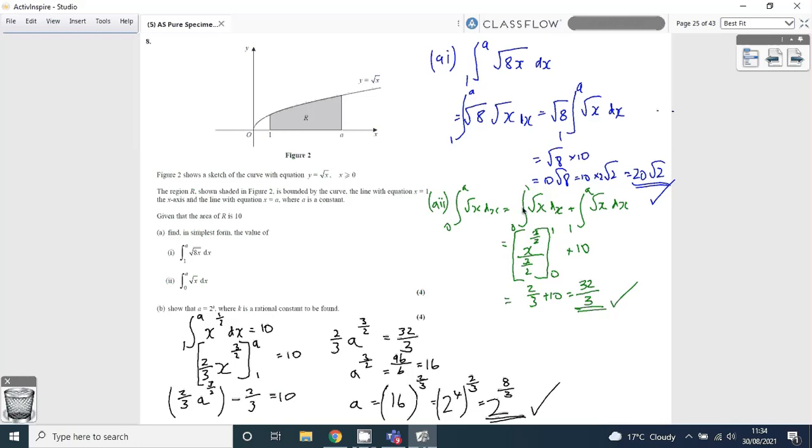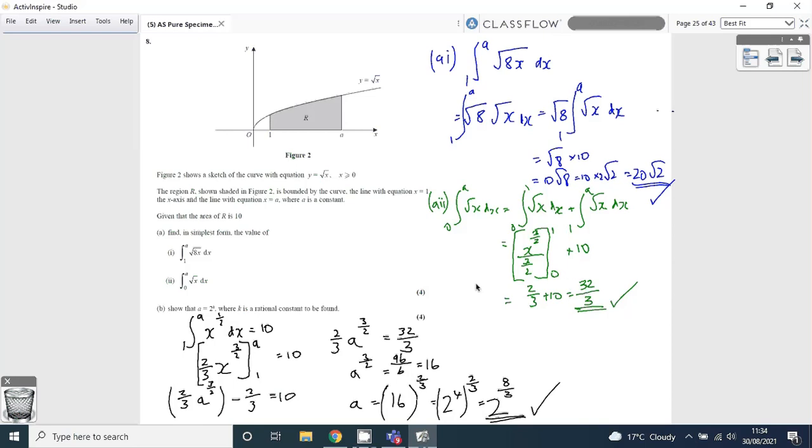So we need to integrate between 0 and 1. So to integrate root x, which is x to the half, add 1 to the power, which is 3 over 2, divide by the new power. Now when we go and substitute in 1, which gives you 2/3, substitute in 0, which gives you nothing. So the area there is going to be 2/3. Add that to the other area of 10, gives us 32 over 3.